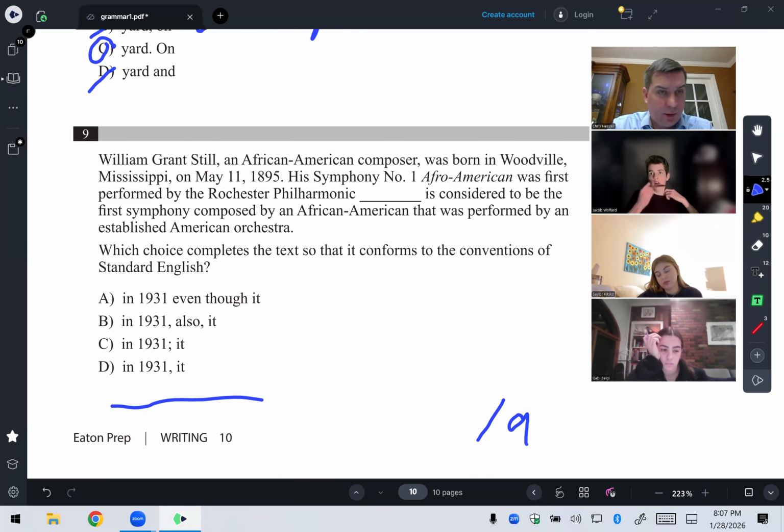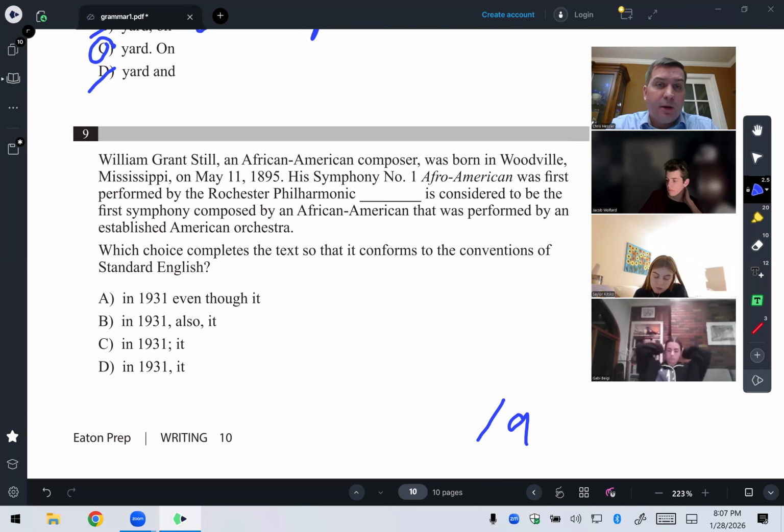All right, here's our last one. Let's see if we can see what they're doing here. I see commas and commas and semicolons. I don't know. Let's see what we got. William Grant Still, an African American composer, was born in Woodville, Mississippi on May 11th, 1895. His Symphony Number 1 Afro American was first performed by the Rochester Philharmonic. Blank is considered to be the first symphony composed by an African American that was performed by an established American orchestra.